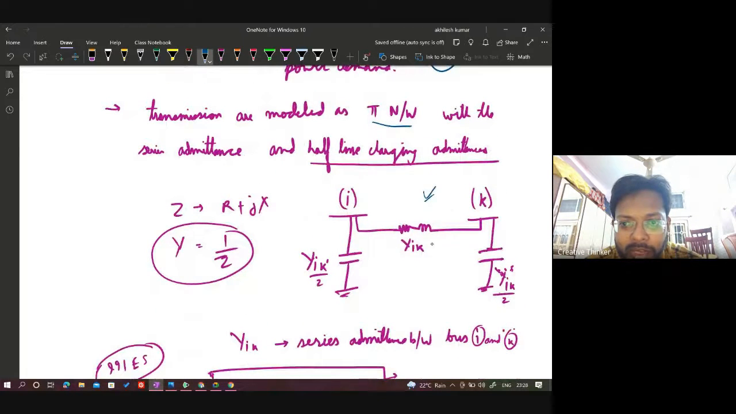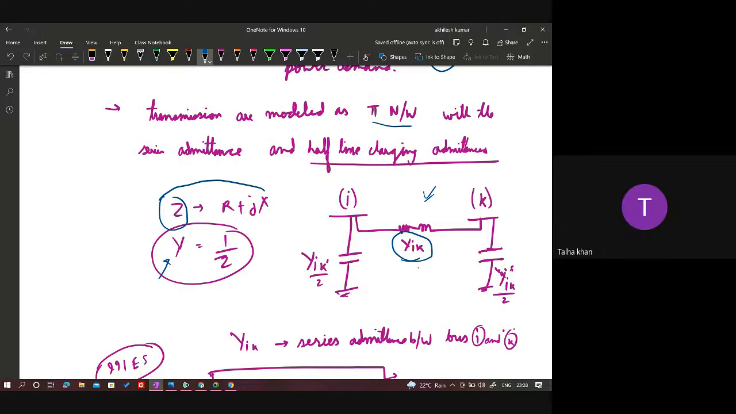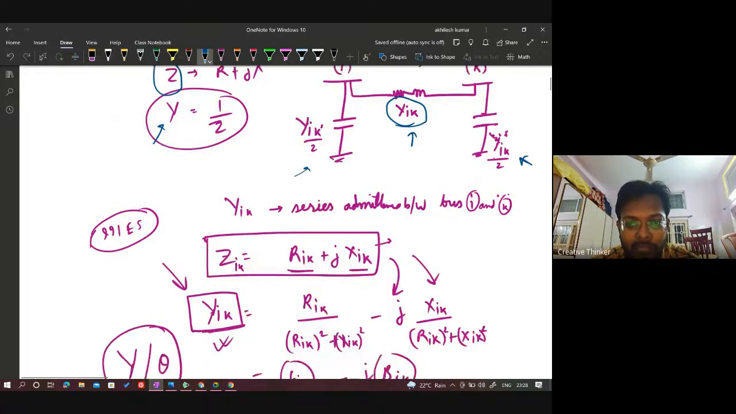In the pi model the transmission line is modeled like this. This is the series admittance, in the y form, because this is the impedance, and the inverse of the impedance is admittance. So we are writing everything in admittance form. This is the series admittance, and this is the line charging admittance. This is coming because of the capacitance, and this is coming because of the inductance of the line.